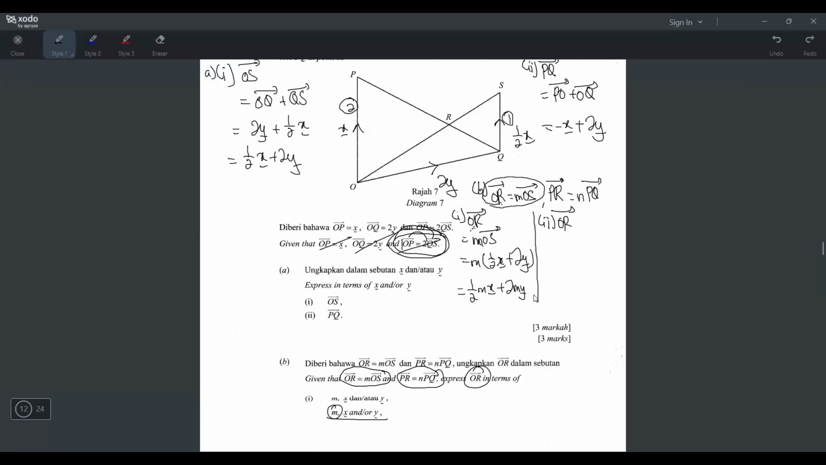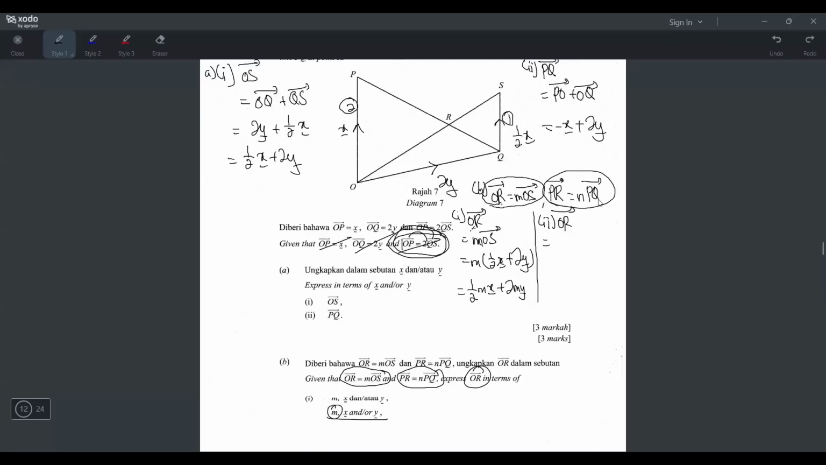And the question just now say, jawapan kena ada apa? Kena ada M kan? In terms of M. So, inilah. Tengok, saya punya jawapan ada M, ada x, ada y. So, this is the correct way to do it. Second question, they want the answer to have N, and also x and y. So, which information I need to use? The second information here, right? Okay, let's look at this information.